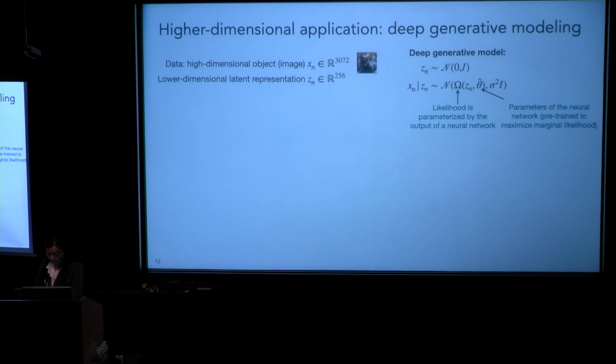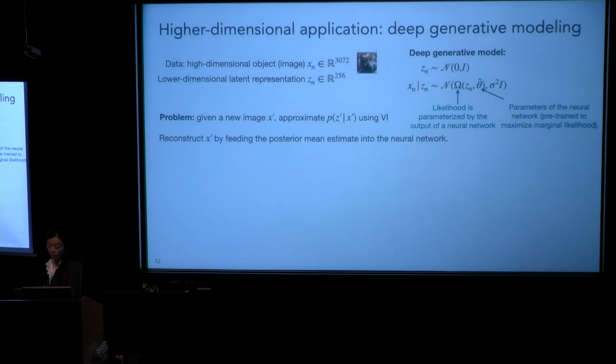And here, theta hat represents parameters of the neural network that we have pre-trained to maximize the marginal likelihood. And so the problem that we'd like to solve is, given a new image x prime from the test set, let's approximate the probability of z prime given x prime using variational inference. And what we're going to then do is reconstruct the image by feeding the posterior estimate that we get out of VI into our neural network.